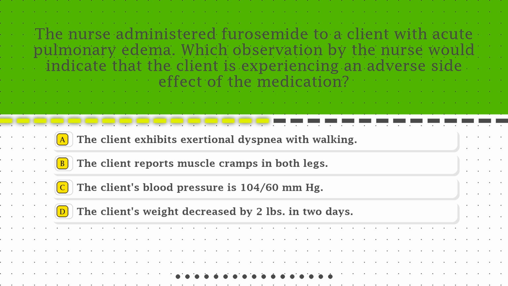Option A. The client exhibits exertional dyspnea with walking. Option B. The client reports muscle cramps in both legs. Option C. The client's blood pressure is 104/60 mmHg. Option D. The client's weight decreased by 2 pounds in 2 days.